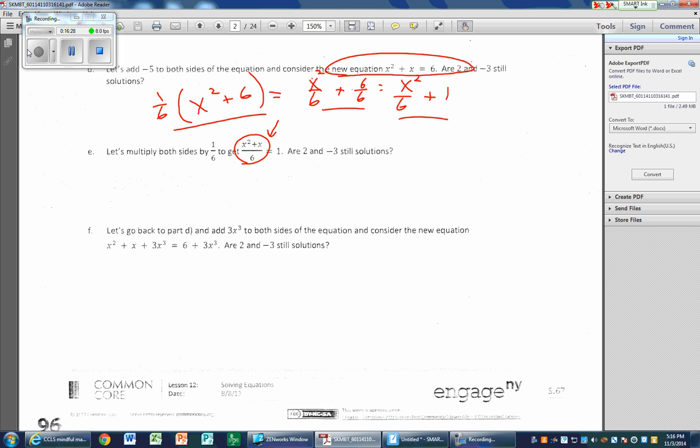Are 2 and -3 still solutions? Yes, because of the multiplicative property of equality. If you don't believe me, you can check it out.